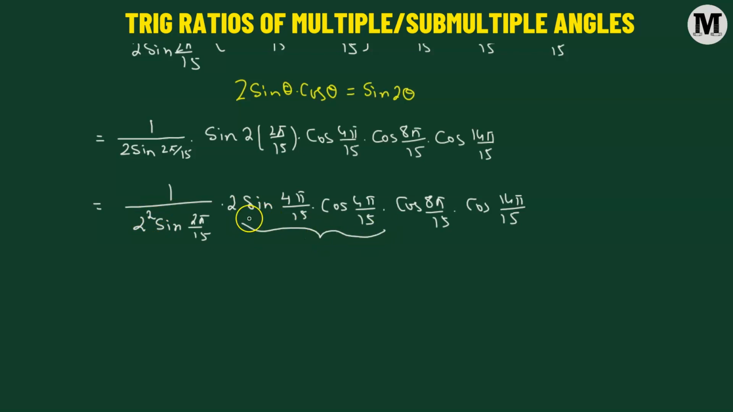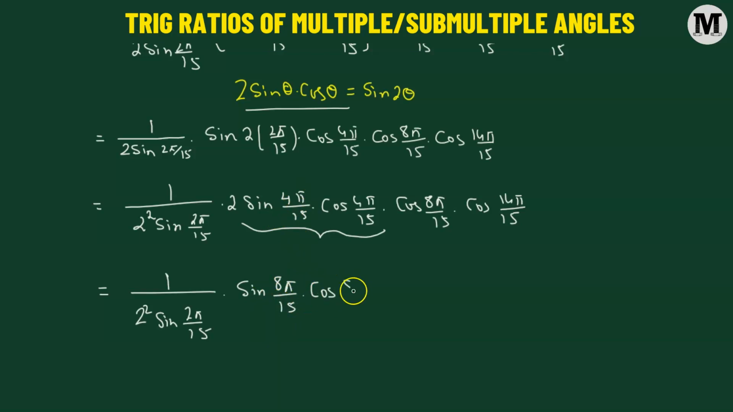Now again, 2 sine 4 pi over 15 times cosine 4 pi over 15. Here this becomes the form 2 sine theta cosine theta, such that we now get 1 over 2 squared sine 2 pi over 15. This will get multiplied to sine of 2 times 4 pi over 15, which is nothing but 8 pi over 15, multiplied to cosine of 8 pi over 15 times cosine of 14 pi over 15.